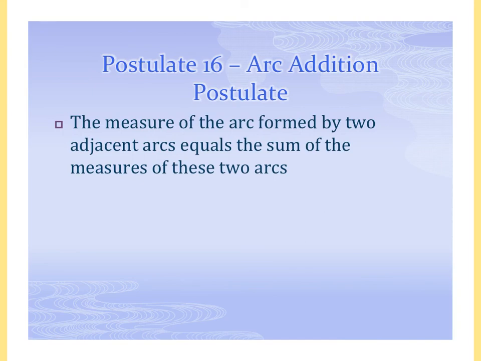Just like you had segment addition postulate and angle addition postulate, you have arc addition postulate, which is what we just used in the last example. It says the measure of the arc formed by 2 adjacent arcs equals the sum of the measures of those 2 arcs. So if I wanted to find the measure of an arc that combines 2 arcs together, I simply just add those 2 arcs.